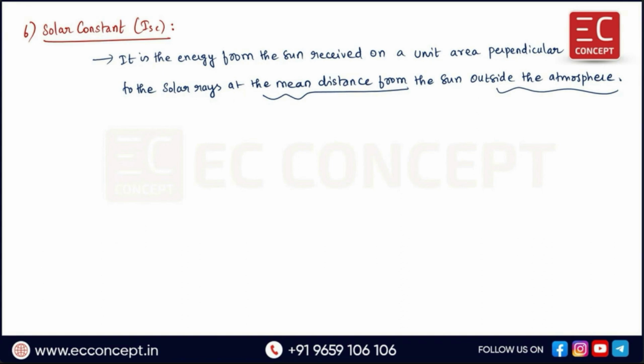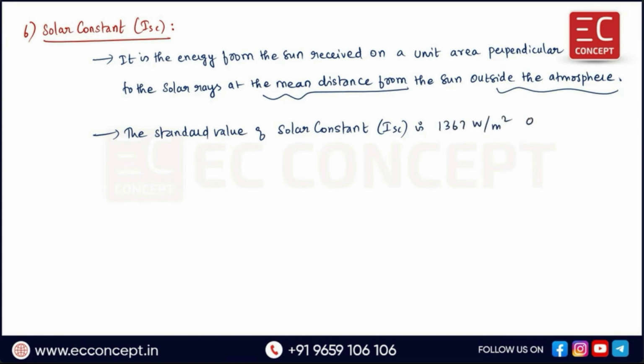So the solar constant is the standard value. Actually, the mean distance is taken by considering all the parameters, and how much total energy is received. So the solar constant, ISC, is nothing but 1367 watt per meter square. In terms of watt per meter square, it is also called 1.958 langley per minute. Langley per minute may also be asked.